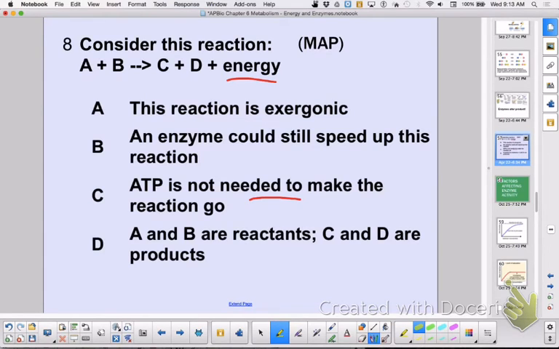No, endergonic means you need it. So this one says ATP is not needed to make the reaction go. That's true. You don't need ATP to make this reaction go. So it's energy in the product, which means it's a product of this reaction. You didn't need it at the beginning. It came out at the end. I didn't have it on the plus side.